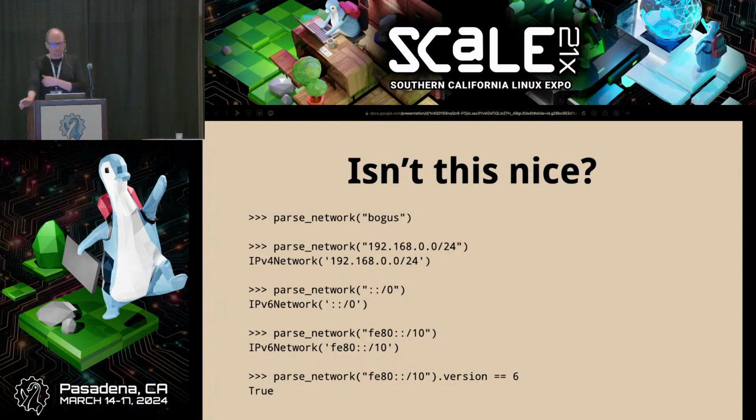But you see that last one there at the end, we passed it an IPv6 network. That's the link local address space for IPv6. And then there's a version attribute on there, and it's like, okay, is this a v6 address? And it says it is. Much cleaner than trying to do this regex thing, right? Faster too, I would argue.